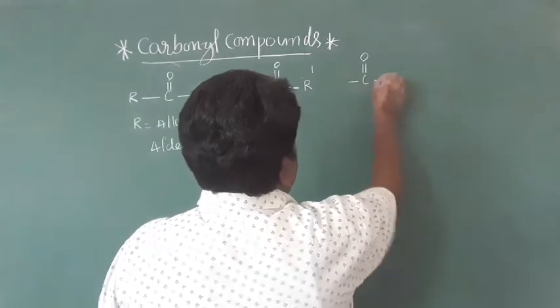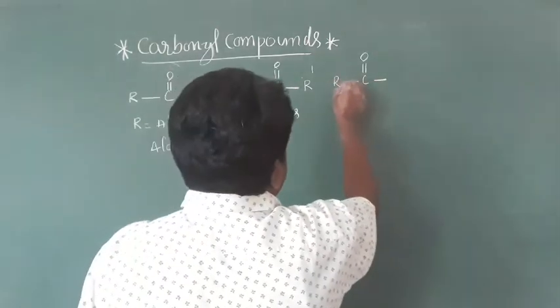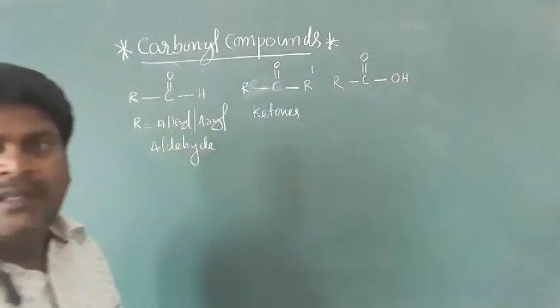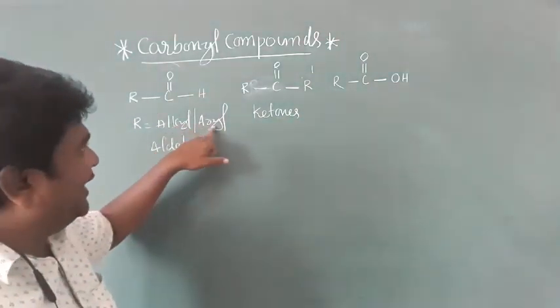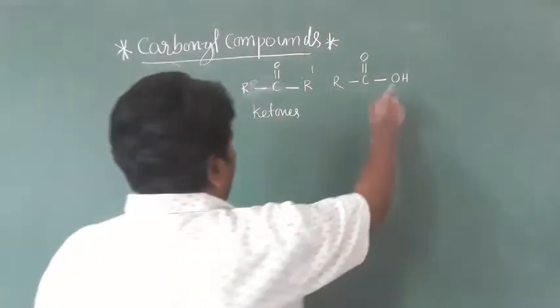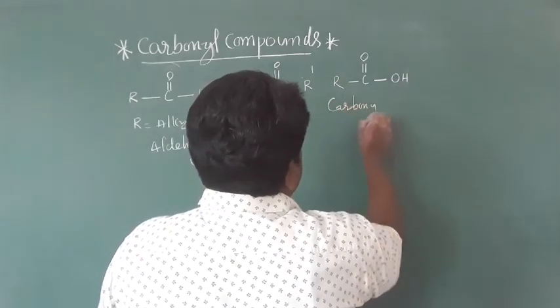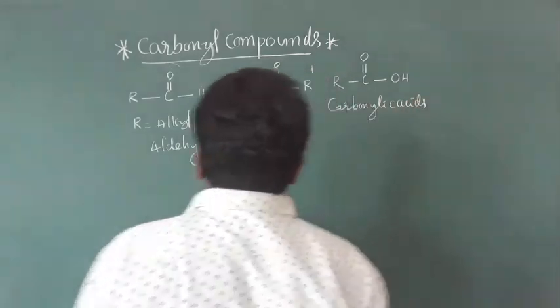Next one, C double bond O. See all of you, it is R as it is, and it is OH. What we observed here? One valency is satisfied by alkyl or aryl, another one is satisfied by OH. This is called a carboxylic acid. Carboxylic acids are very important.